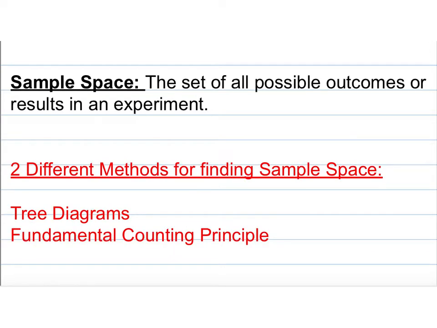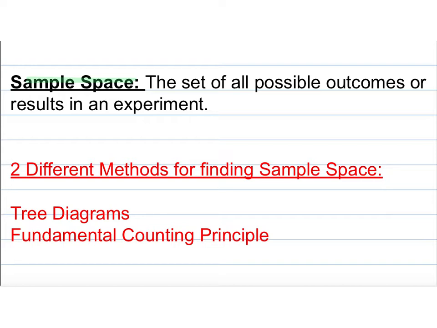All right, we have a vocab word that we need to write down: sample space. The set of all possible outcomes or results in an experiment. So this is everything that could potentially happen. If we were flipping a coin, the sample space would be heads and tails. That's what's possible. If we're rolling a six-sided die, the sample space would be 1, 2, 3, 4, 5, 6.